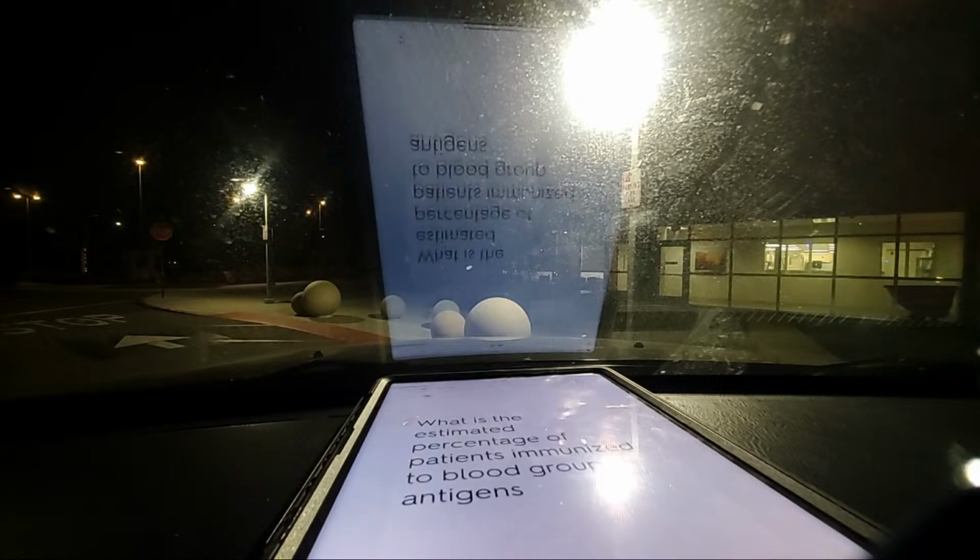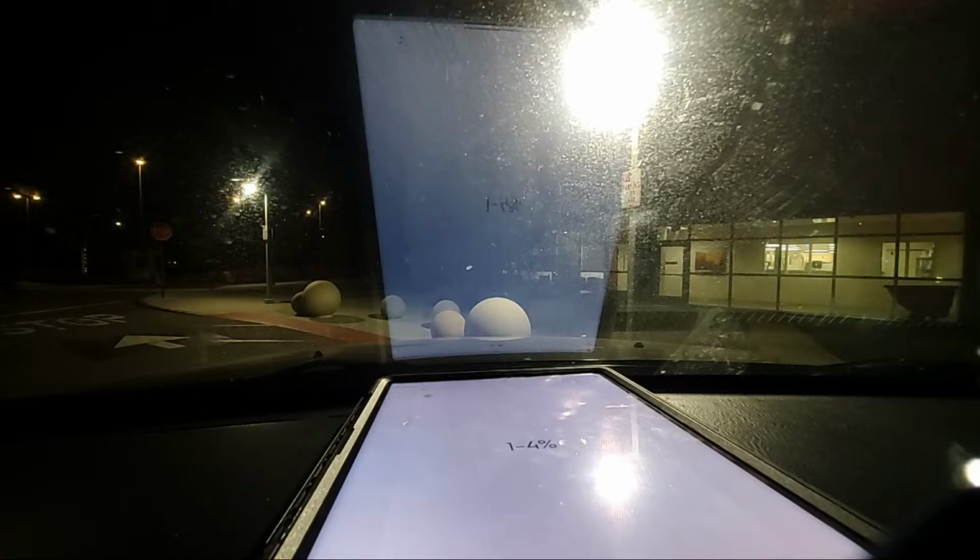What is the estimated percentage of patients immunized to blood group antigens? 1 to 4%. What is the stability of the VDRL antigen suspension? 24 hours. Increased CSF IgG index. Multiple sclerosis.